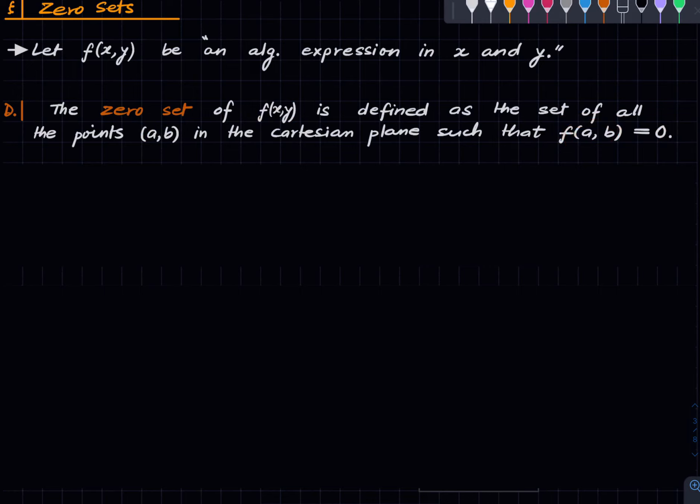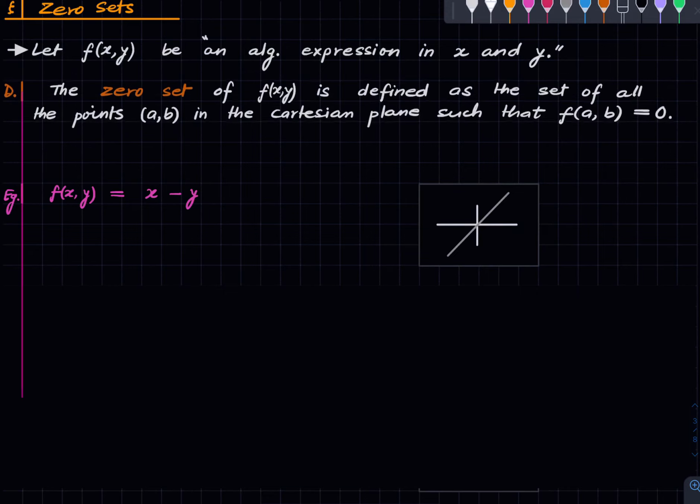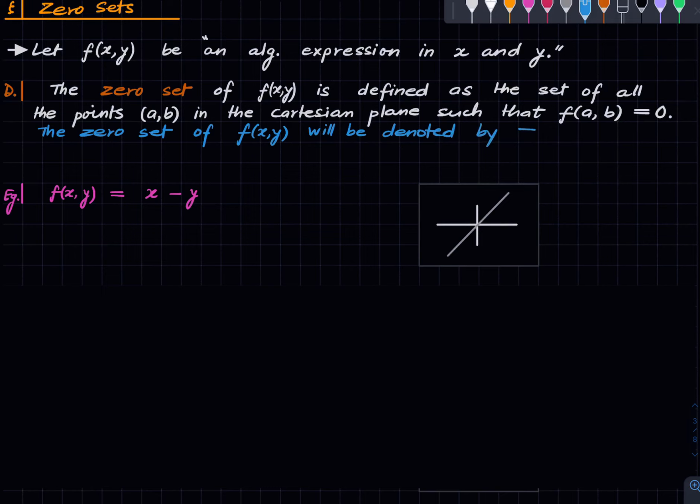Okay. So here is an example, but perhaps before we look at an example, we should establish the notation for it. So the zero set of f(x, y) will be denoted by this notation. Okay, that will be the notation for the zero set.